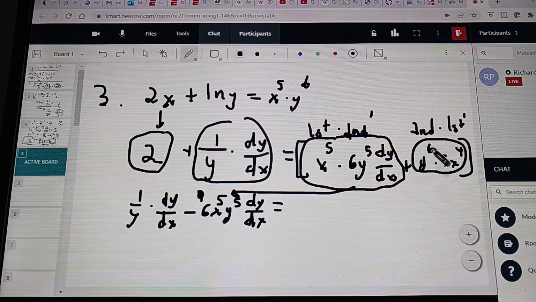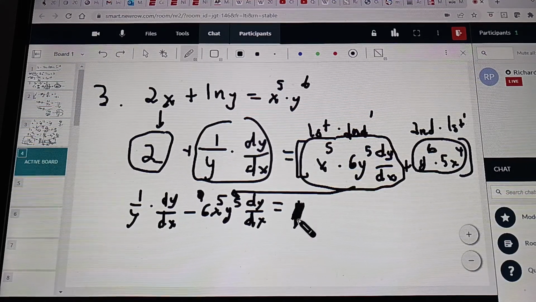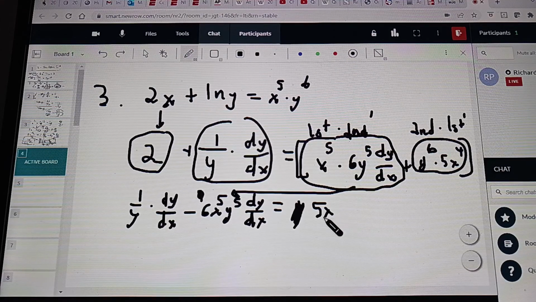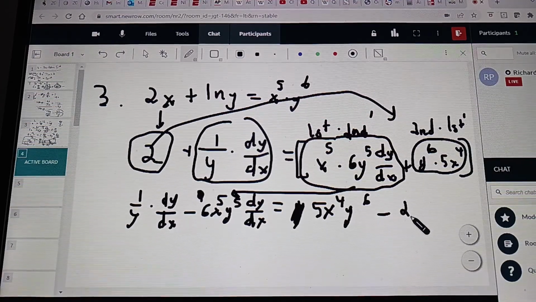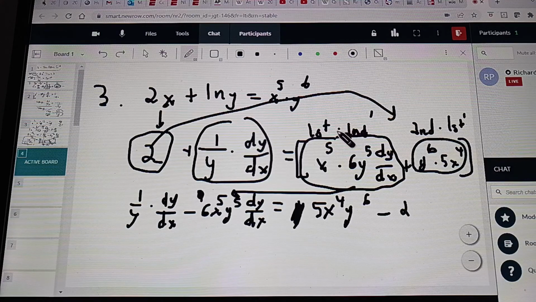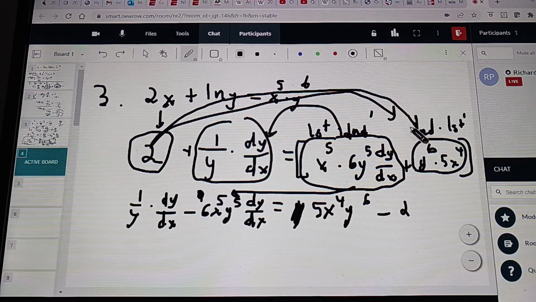And then I can leave this one on this side of the equation, although I'd probably rewrite it 5x to the 4th, y to the 6th. And then move this 2 over to this side, which makes it minus 2. So this term moved there, and this term moved there. The other two stayed where they were. And now I've got the left side has all the dy over dx's, the right side doesn't.